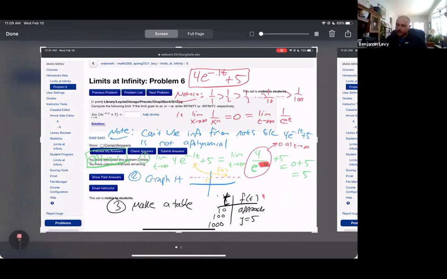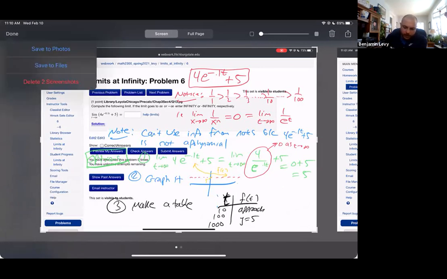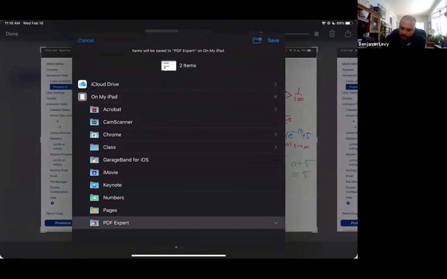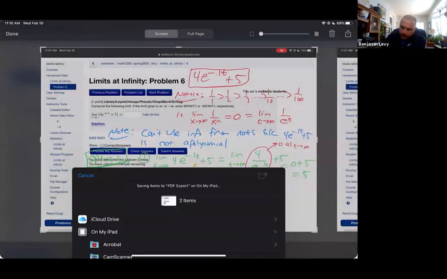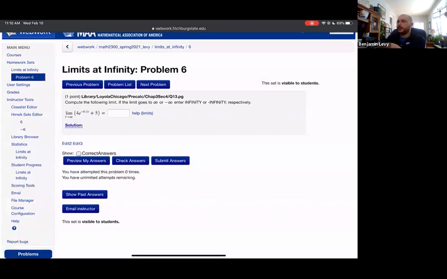Any other questions about this one? All right, I'm going to save this one. Let's see here, save to files. If I just send it to PDF Expert, I think that's good. And then what I'm going to do is put these in our shared Google Drive folder so you can look at it later.